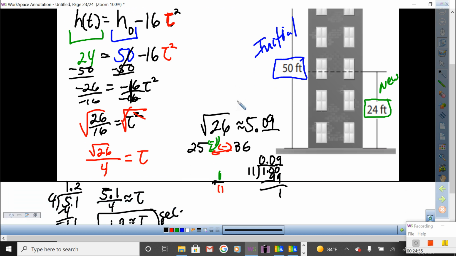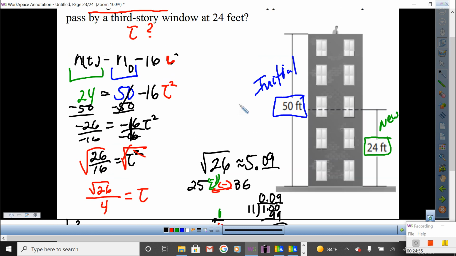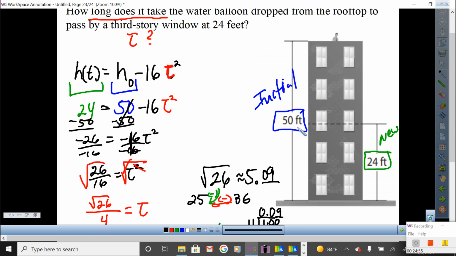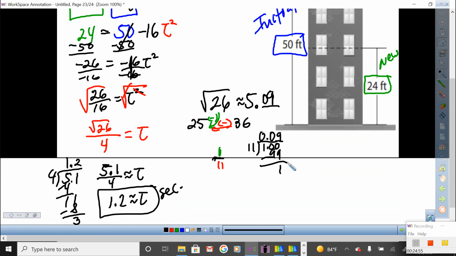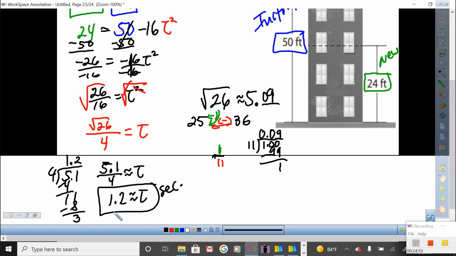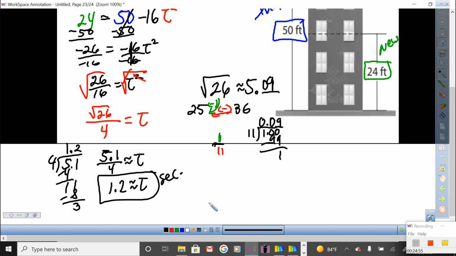Okay. Alright. So, how long does it take the balloon to pass by the third floor window? We found out approximately what? 1.2 seconds. So, write your statement, please.